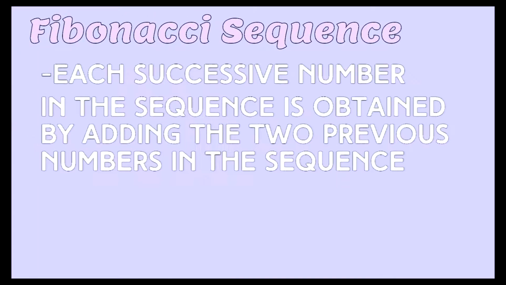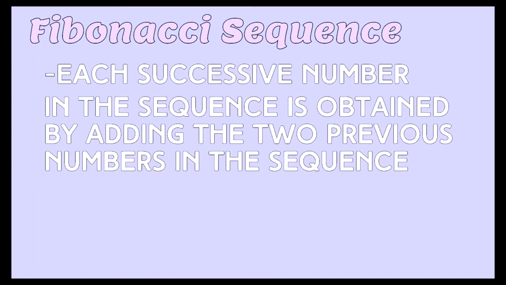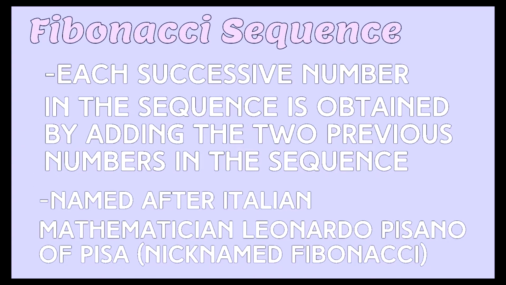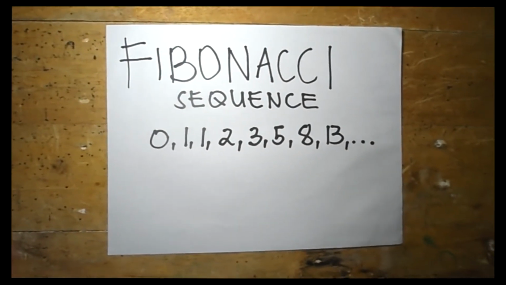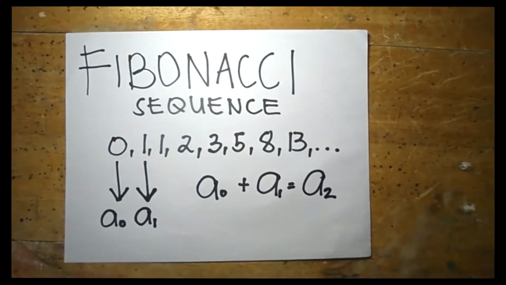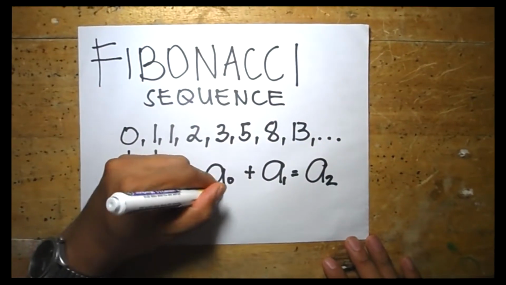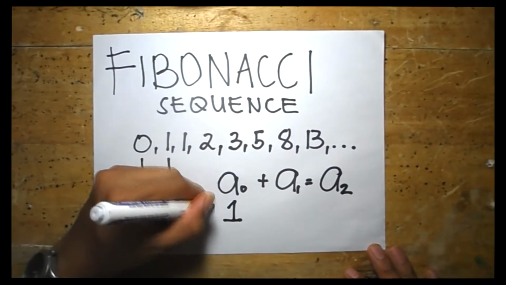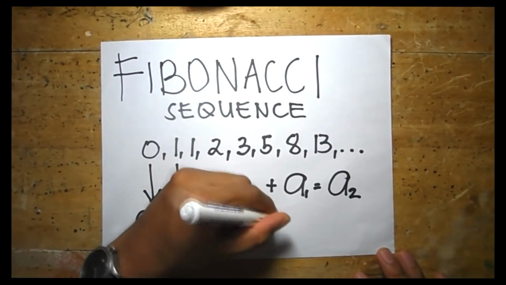Fibonacci sequence. A Fibonacci sequence is a sequence of numbers in which each successive number in the sequence is obtained by adding the two previous numbers in the sequence. The sequence is named after the Italian mathematician Fibonacci, which is Leonardo Pisano of Pisa. Looking at it, you can see that each number in the sequence is the sum of the two previous numbers. For example, since we start with 0 and 1, we wrote here 0, 1. In order to get the next term, we simply add 0 plus 1.